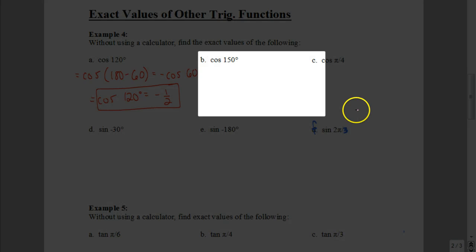We could do the same thing for the cosine of 150 degrees. We can also use the supplements theorem. To do that, we would take the cosine of 180 minus 30, which in this case would give us 150. That's going to again equal the opposite of the cosine of 30 degrees. Recall from what we just did on the previous page that the cosine of 30 degrees is square root of 3 over 2. So this is going to be the opposite of that, the negative square root of 3 over 2.